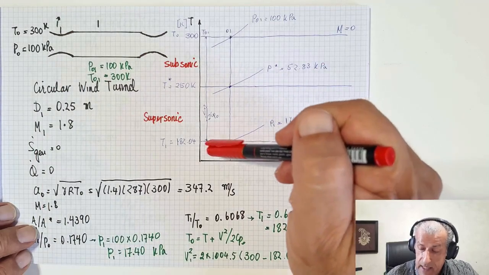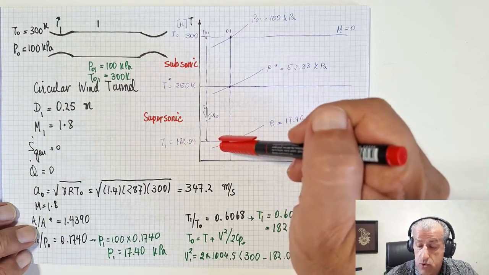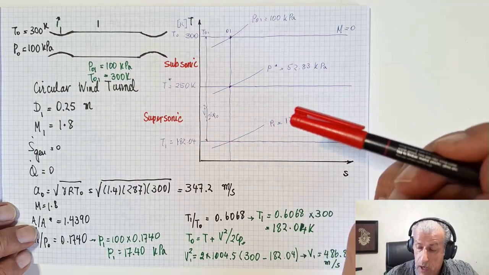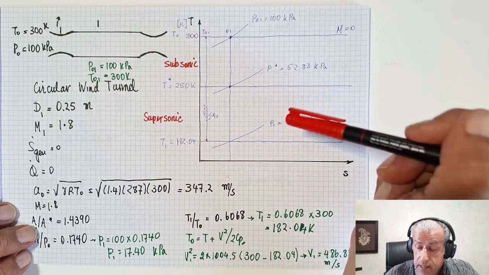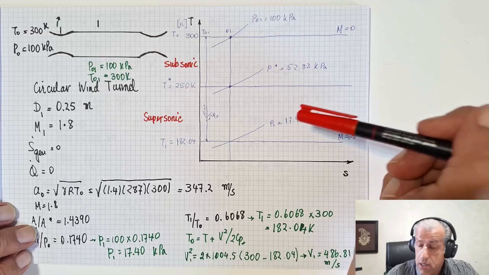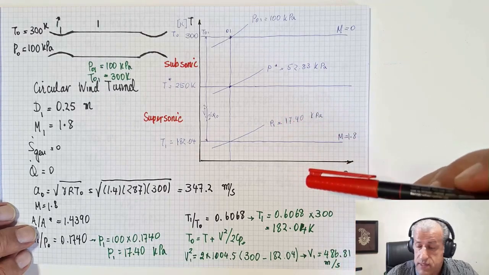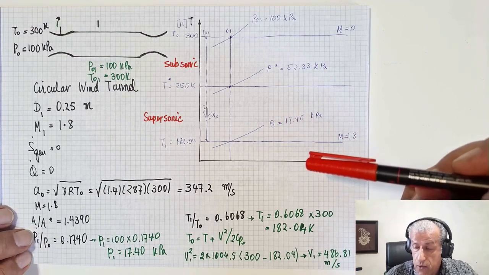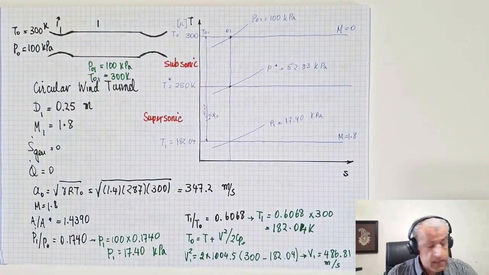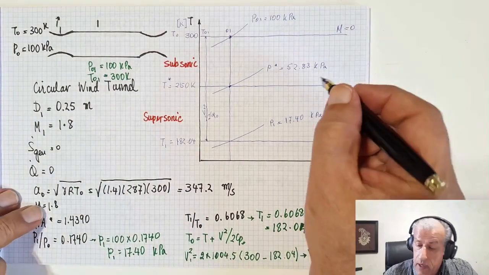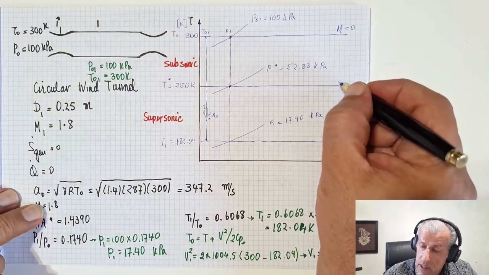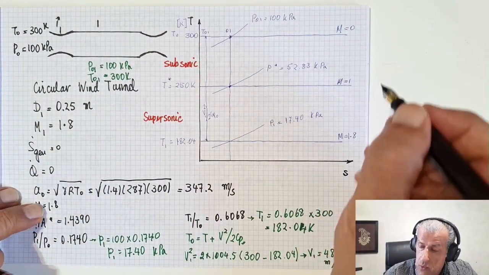The static temperature would be 182.04, and the pressure reduces to 17.40. And at this station, where there's star values here, M equals 1.